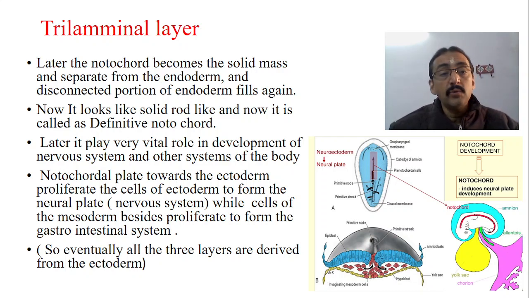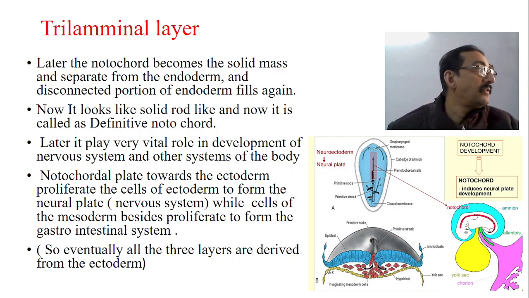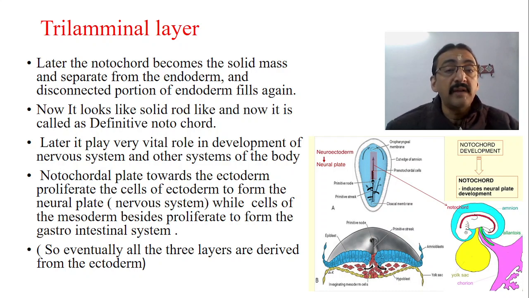The notochordal plate, which is present towards the ectoderm, proliferates, and the cells of the ectoderm form the neural plate, while the cells of the mesoderm beside it proliferate to form the gastrointestinal system. So this is again what is important: the cells of the notochordal plate which is present towards the ectoderm.